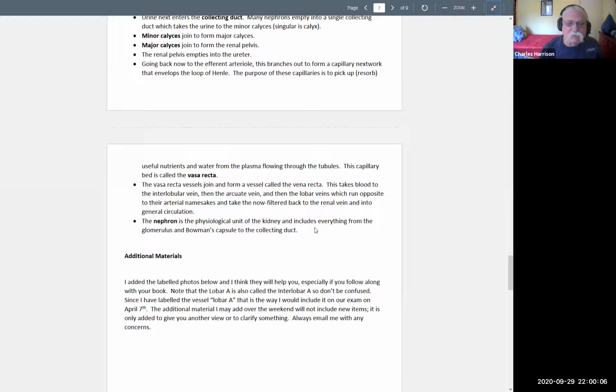That's stated right here. The capillary network that retrieves good material so we don't waste everything from the plasma that's moving through the loop of Henle. That capillary bed is called the vasa recta.